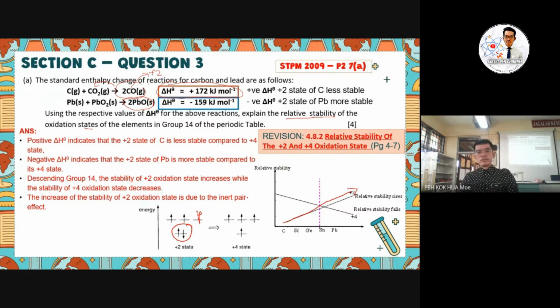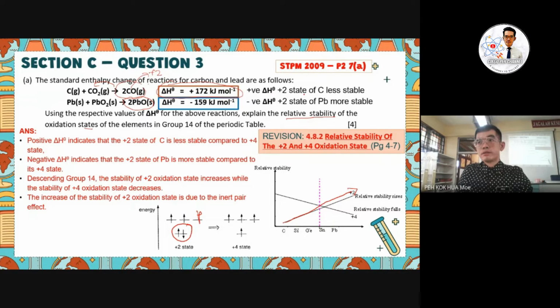So you have to discuss the reason. Okay, so the first 2 marks you can just get from the information given by the question, but you have to relate which is stable. And then the third mark and fourth mark will be the theory discussed regarding the relationship between the enthalpy to the stability of the element.